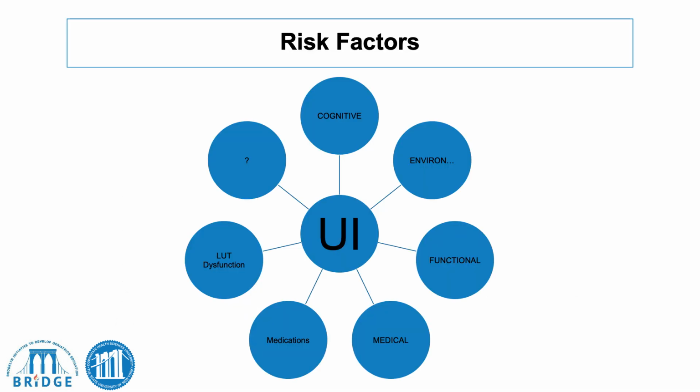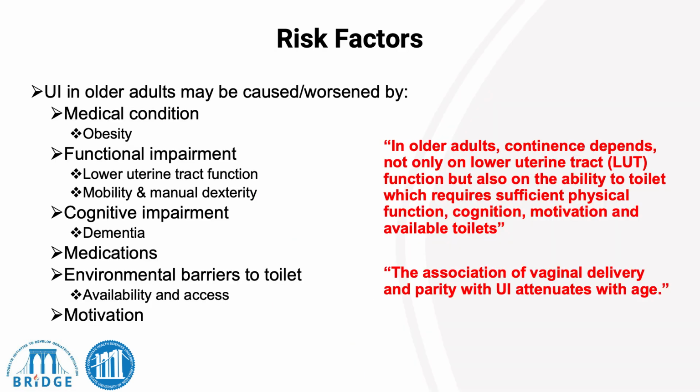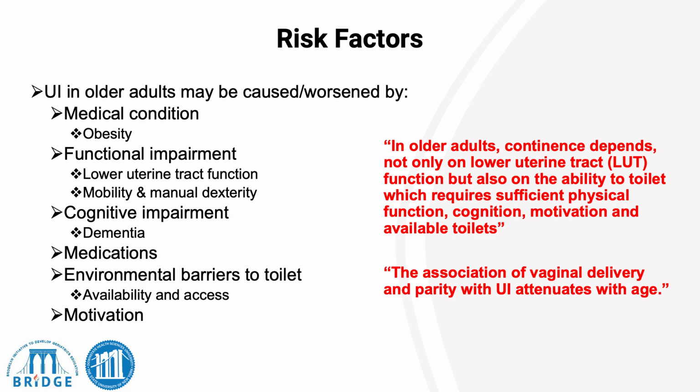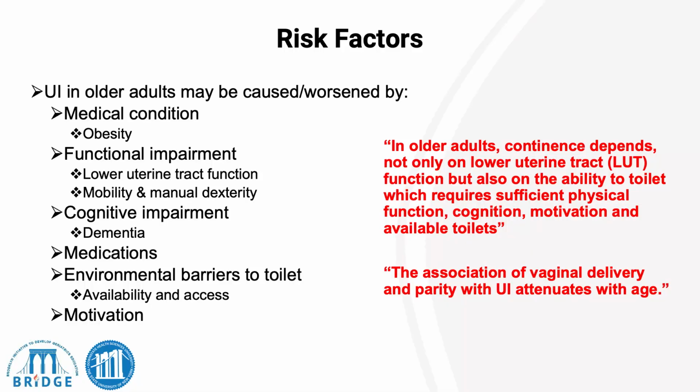What are some of the risk factors for urinary incontinence? There are a variety of them. It includes cognitive, environmental, functional, medical, medications, dysfunction to the lower urinary tract, and others. So, underlying medical conditions may increase the risk of developing urinary incontinence. For example, obesity, functional impairment, injury to the lower urinary tract, mobility problems, manual dexterity issues, cognitive impairment, for example, in the setting of dementia, where the individual may not remember or may not sense the urge to go void. Medications can increase the risk of urinary incontinence.